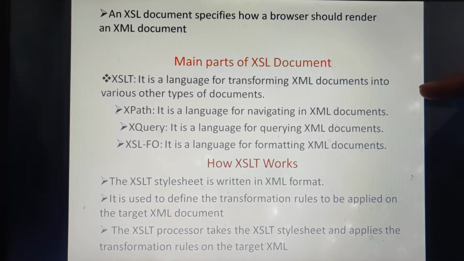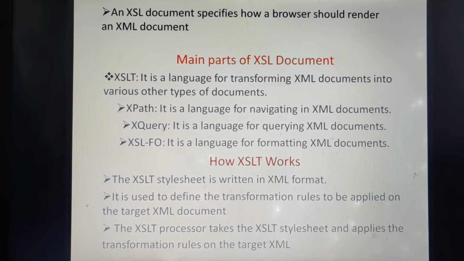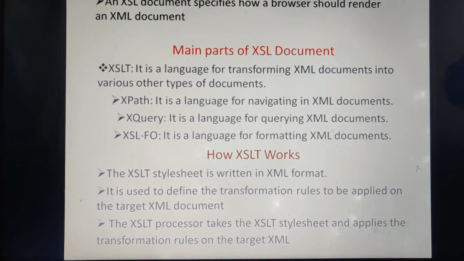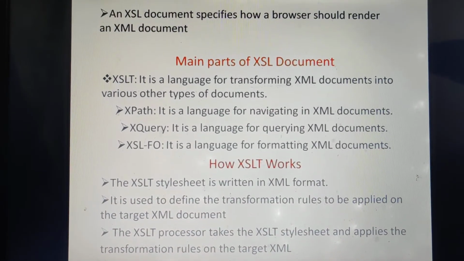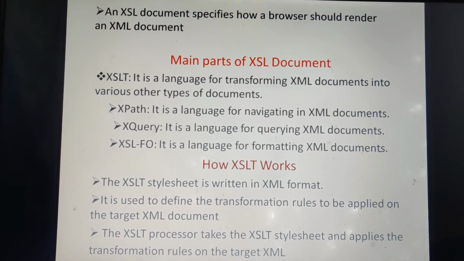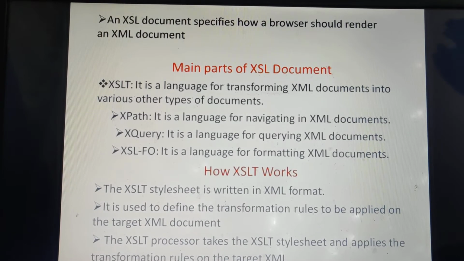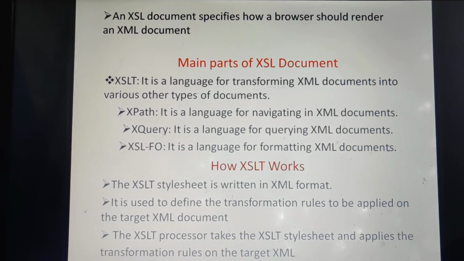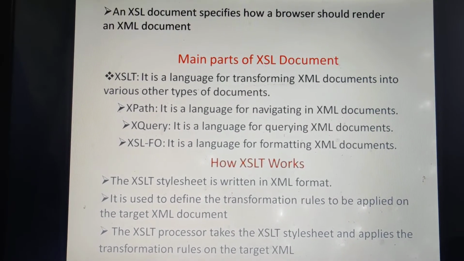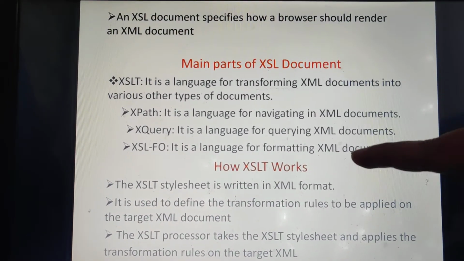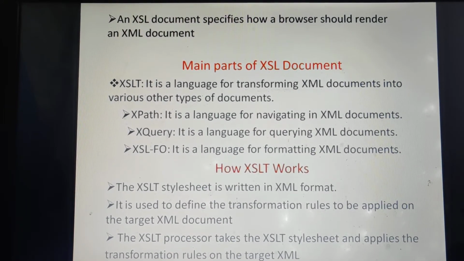What are the main parts in this XSL document? XSL itself includes XSLT, Extensible Style Sheet Language. Apart from that, XPath, to specify the path for navigating from one XML to another. We use XPath as we use hyperlinks in HTML, for navigating from one XML to another XML. XQuery is for querying XML documents, that is retrieving data from an XML document. And XSL-FO, for formatting XML objects, that is documents.